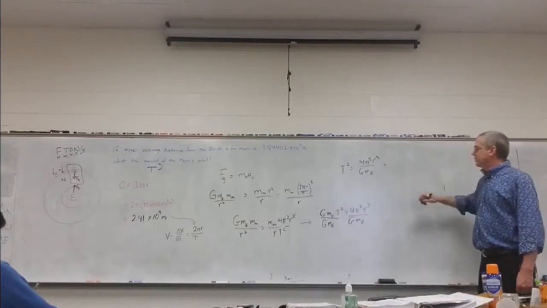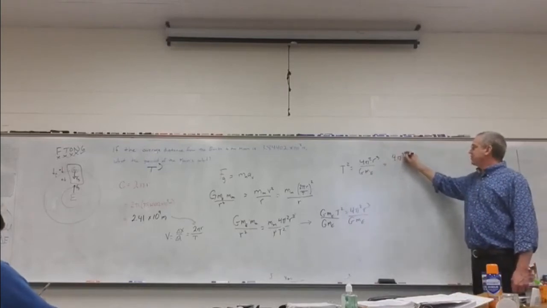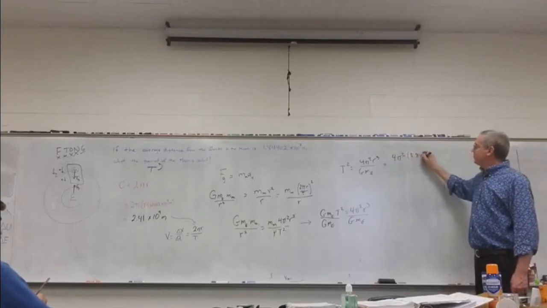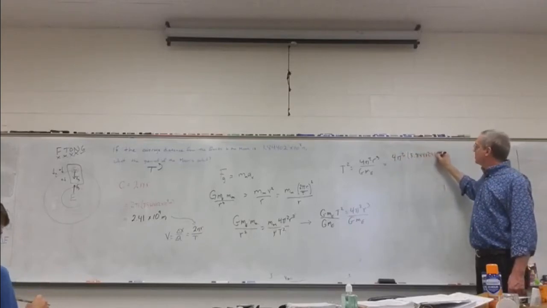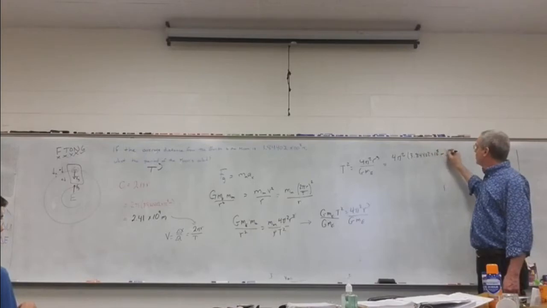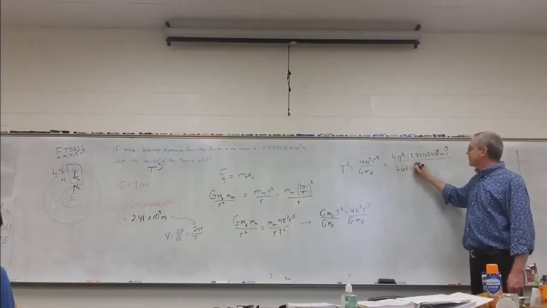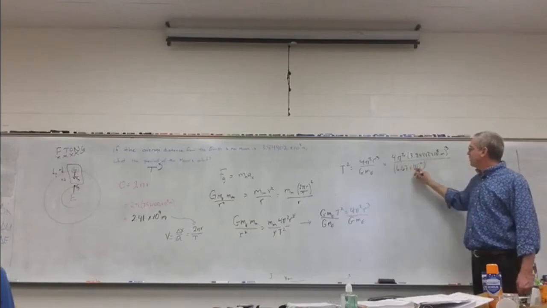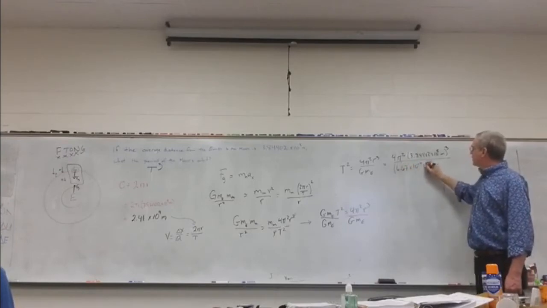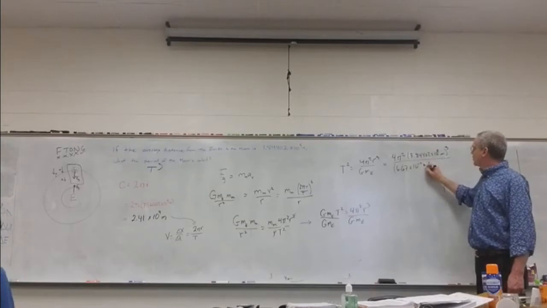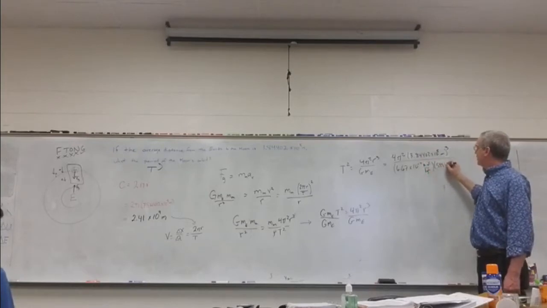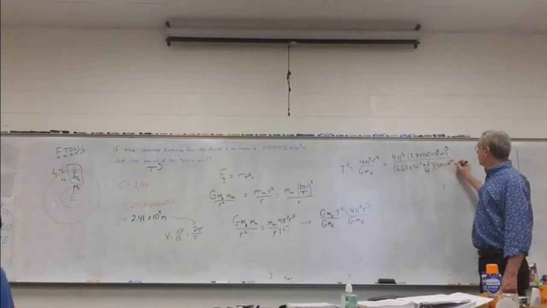Let's go ahead and do the numbers at this point. So we get 4 pi squared times 3.84402 times 10 to the 8th meters cubed divided by 6.67 times 10 to the negative 11th. Since we're doing units there, that's Newton meter squared per kilogram squared, times mass of the Earth, 5.98 times 10 to the 24th kilograms.